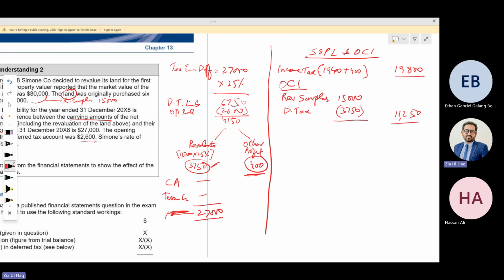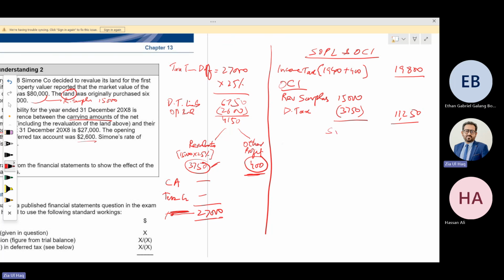Whatever deferred tax consequence relates to revaluation surplus, we will adjust with revaluation surplus. Why are we deducting this? Instead of adding, why are we deducting this? Because in tax, we have added deferred tax liability, because tax is an expense. Revaluation surplus is a gain. That's why we have deducted this 3750 deferred tax liability from it.